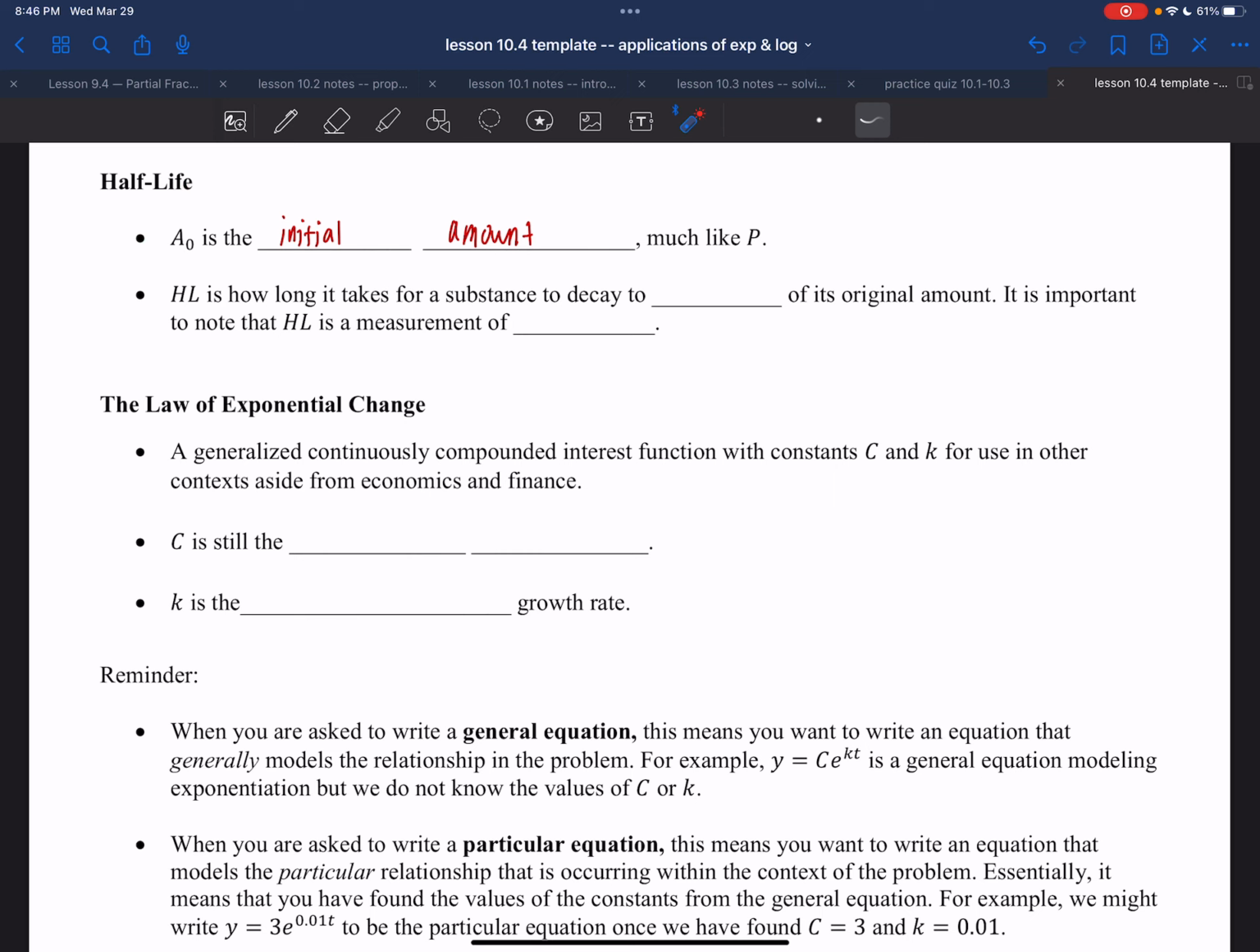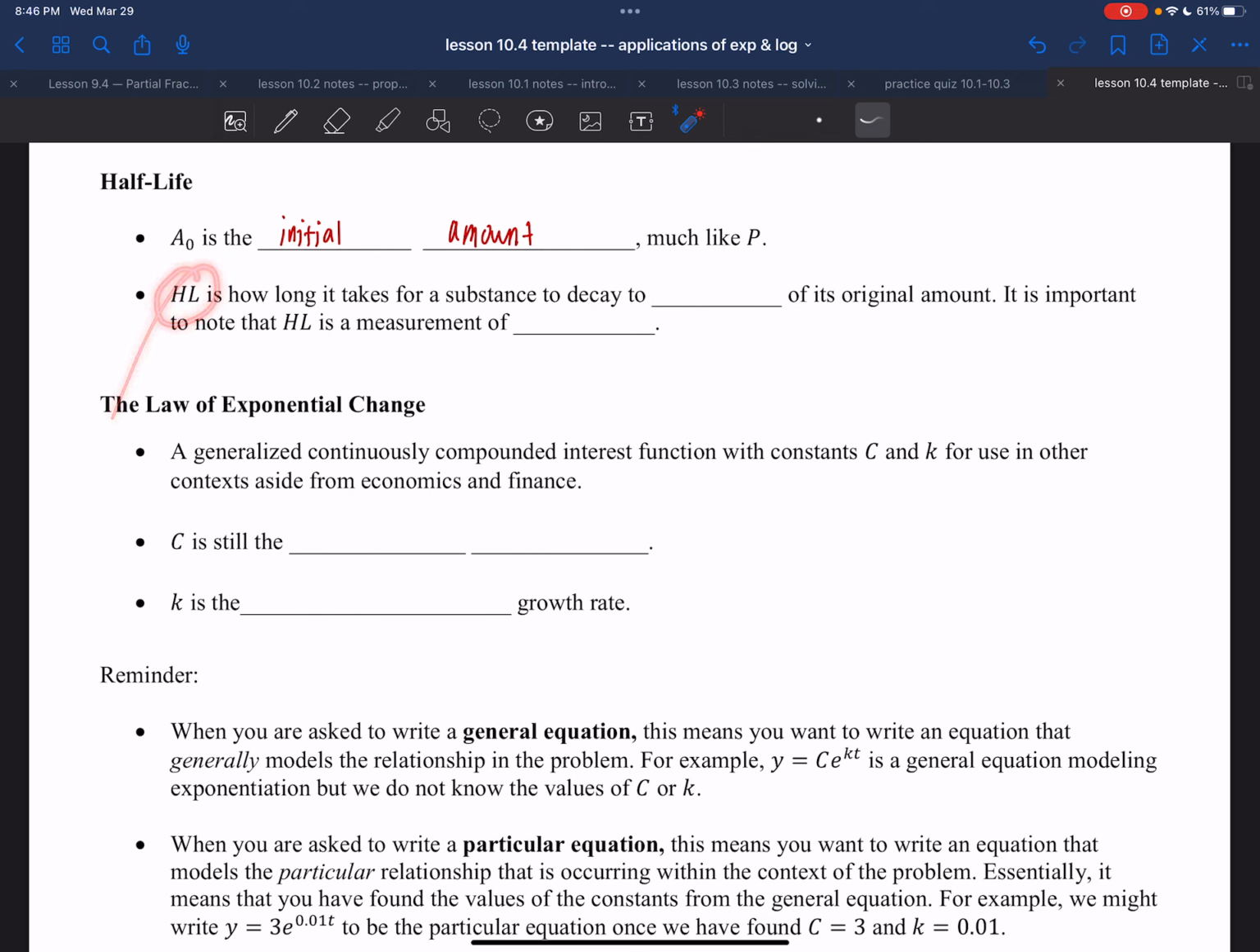So we use A naught because the little sub-zero means initial. Usually it's like a math thing, right? A sub-zero means the beginning amount, and A being amount. So it basically is the same thing as P. We just use a different letter because it's a different context.